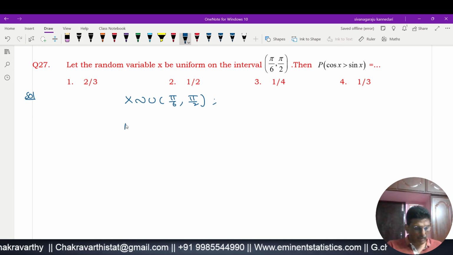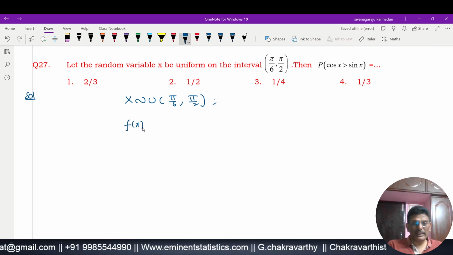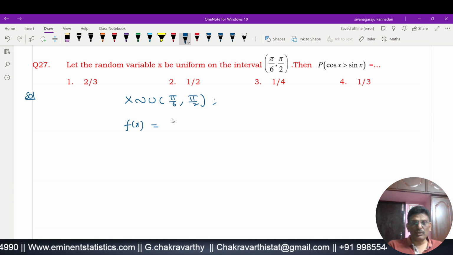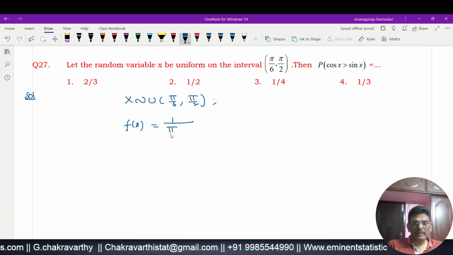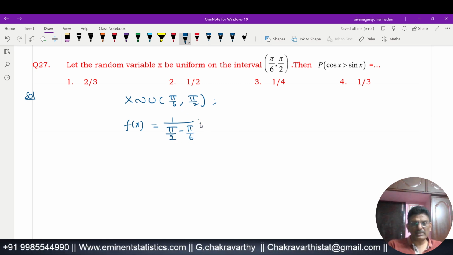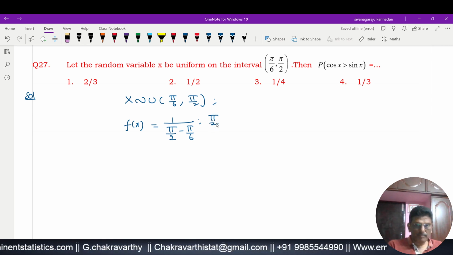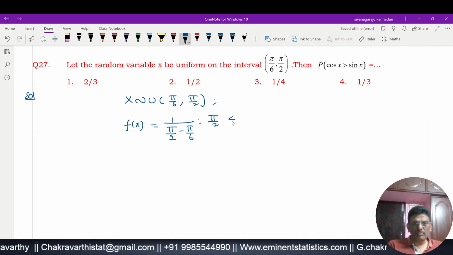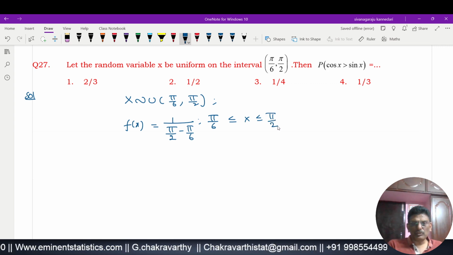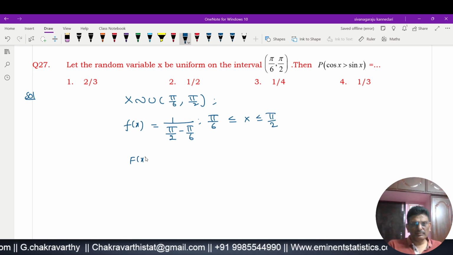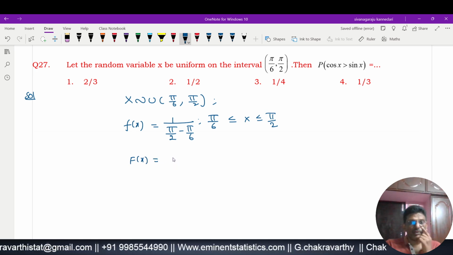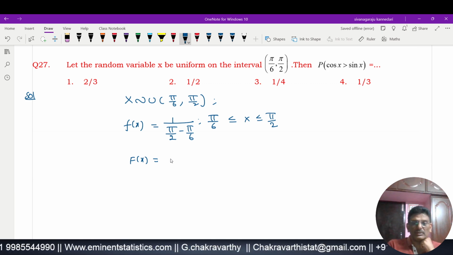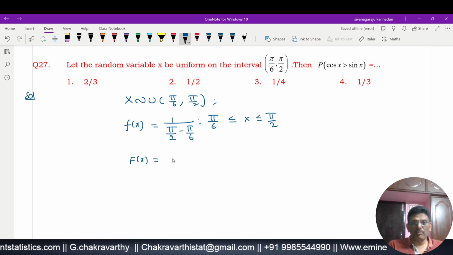Now the probability density function of this uniform distribution is 1 by b minus a, so upper value pi by 2, lower value pi by 6, for pi by 6 less than or equal to x less than or equal to pi by 2. Now the CDF. The CDF is also very important to solve this problem, so directly we can also solve this problem. If you know the CDF, we can easily calculate.